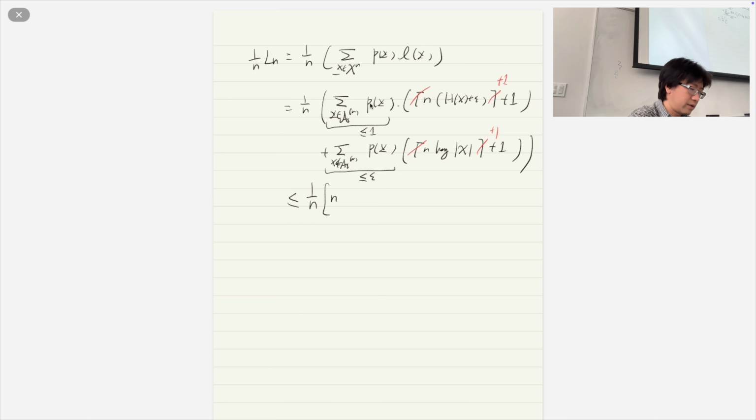Then we have n(H(X) plus epsilon). We can assume this epsilon is the same; we let them be the same. It doesn't matter. And plus 2, so we have a 1 plus 1 here. Then we add epsilon multiplied by n log cardinality of X, plus 2.